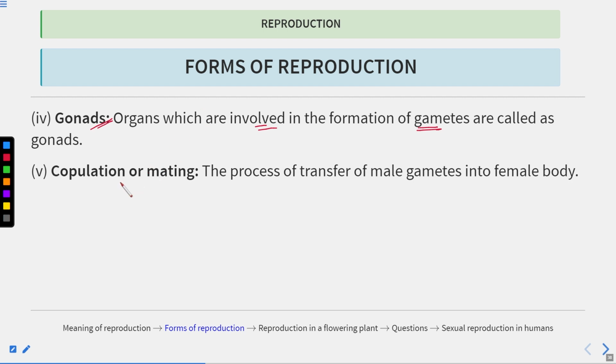Next is the copulation or mating. What do these terms mean? The process of transfer of male gametes into the female body is known as copulation or mating. Clear? And we have studied that fertilization is internal in the case of humans. Here, the male gamete, which is known as the sperm, is released into the female body, and the fertilization is internal. It takes place within the body.